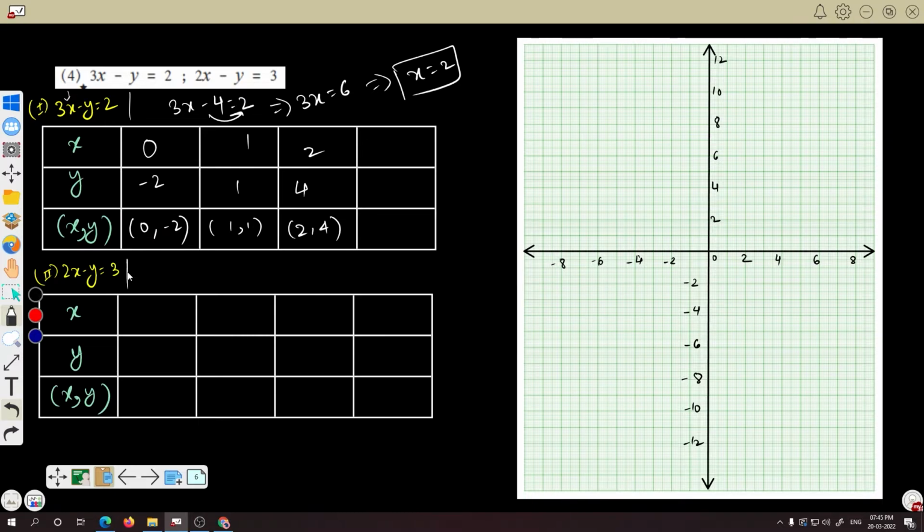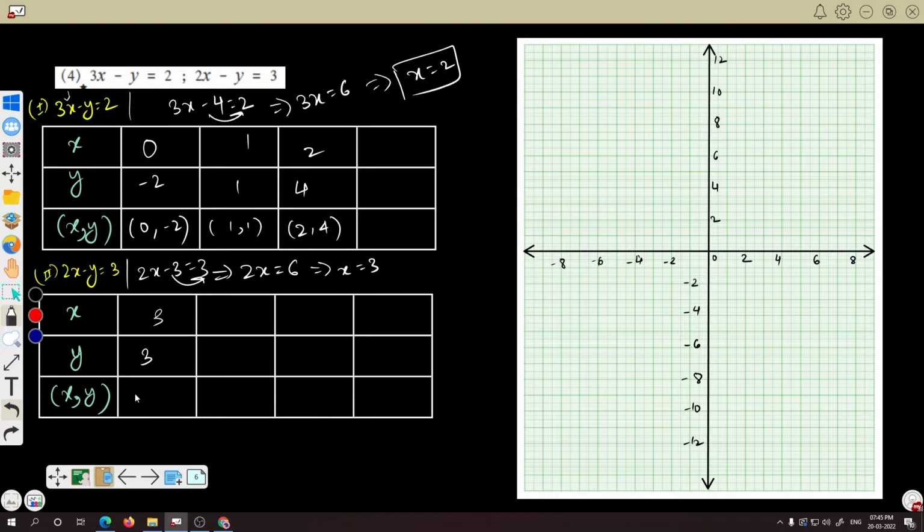Now we'll move on to the next equation, that is 2x minus y is equal to 3. For this particular equation, I'll take y as 3. So the equation will be 2x minus 3 is equal to 3, which means shift this minus 3 to the other side. So 2x is equal to 3 plus 3, which is 6. So x is equal to again 3. Wait, let me check this. 2x minus 3, so 2x is 6.